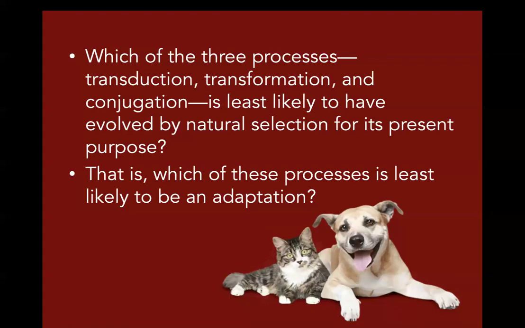All right, y'all. Which of these three processes, transduction, transformation, or conjugation, is least likely to have evolved by natural selection for its present purpose? Okay, so which of these processes is least likely to be an adaptation?